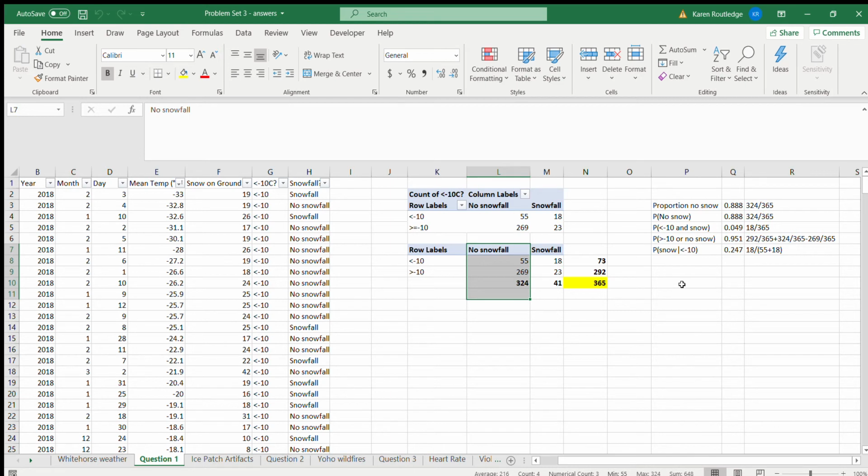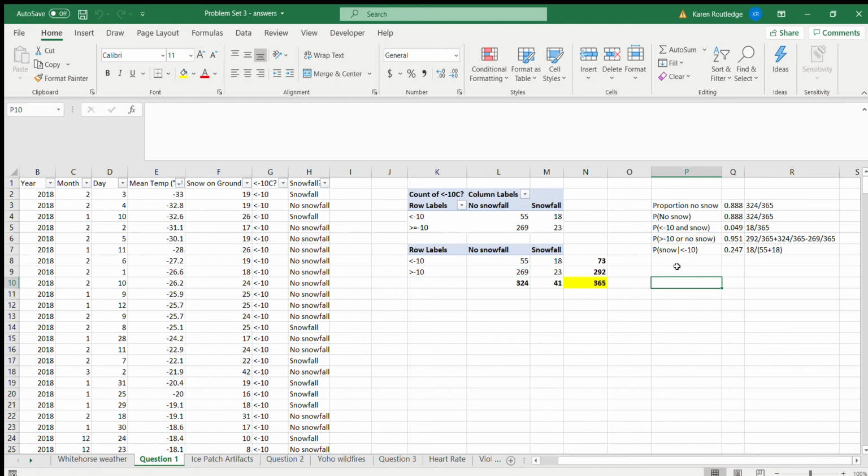That is not the case with part 3 here, or part C, I guess, where we have the probability of less than -10 and it snowing. So the and here is critical. You might be tempted to use the rules of probability, because we did have a whole lecture on the and rule and the or rule and those sorts of things. If you have data, please resist the temptation to use the rules of probability.